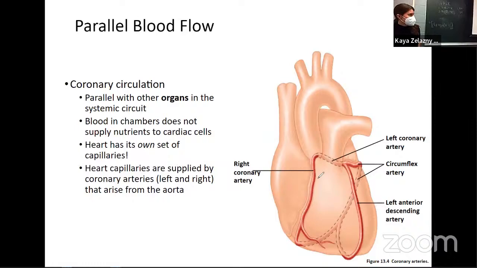These would have their own capillaries, and they actually have their own venous system as well. This is actually kind of the most important to your body thing. They branch directly off the base of the aorta here. So that's where that blood flow is coming from.